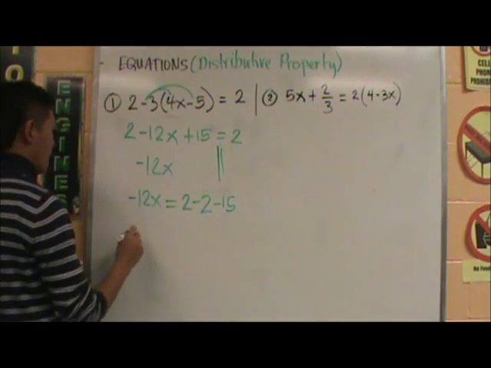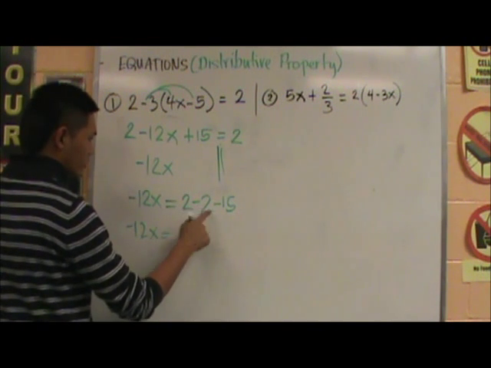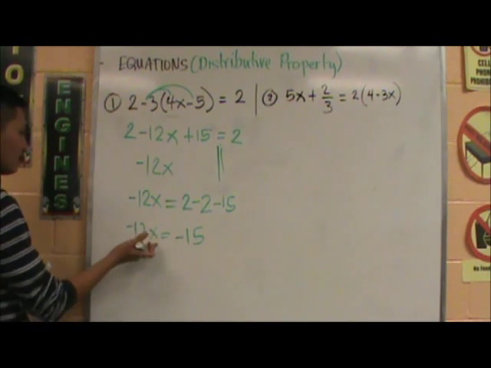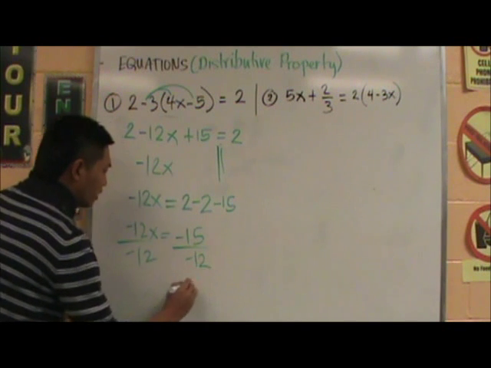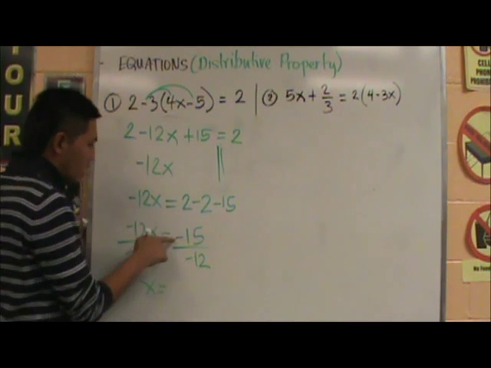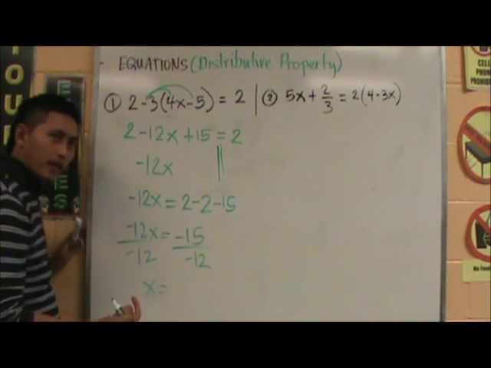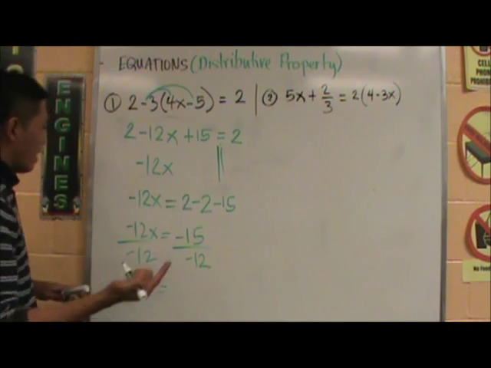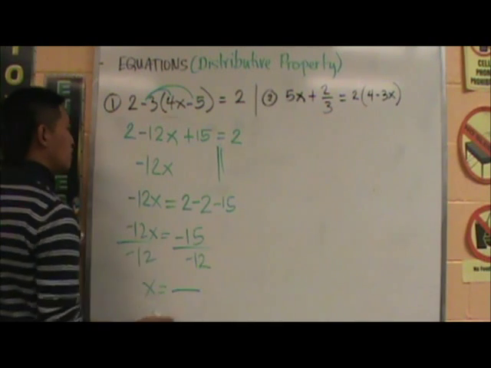Okay. Now, negative 12x is equal to 2 minus 2 is 0, minus 15 is negative 15. And now I need the x alone, so I have to divide both sides by negative 12. So x is equal to negative divided by negative is positive, just like multiplication. Negative times negative is positive. Negative divided by negative is positive. So now I have 15 over 12.